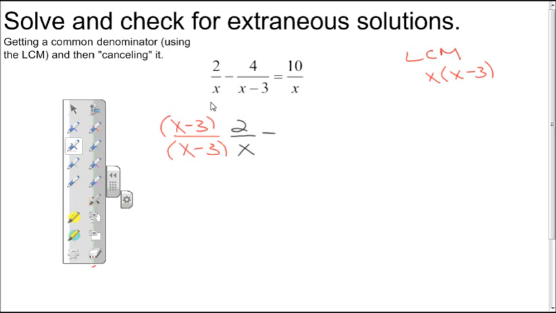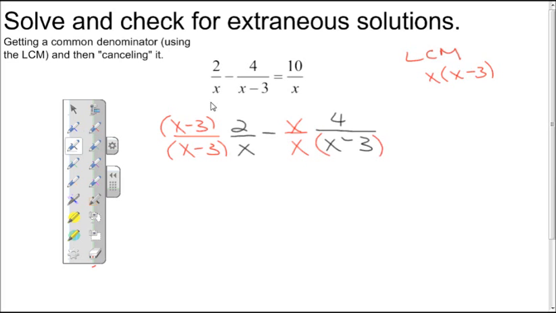Okay, and then we're going to examine this next term and realize that it has the x minus 3 in the denominator, but not the x value. So we're going to multiply that in by doing x over x times 4 over x minus 3. Okay? So, realizing that's going to take some distributing.